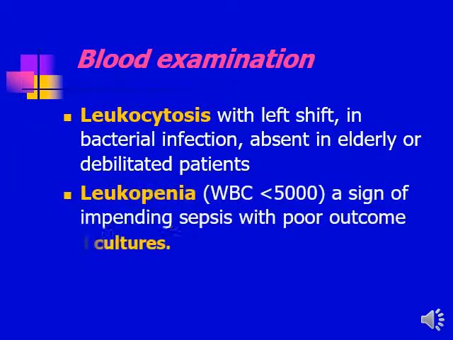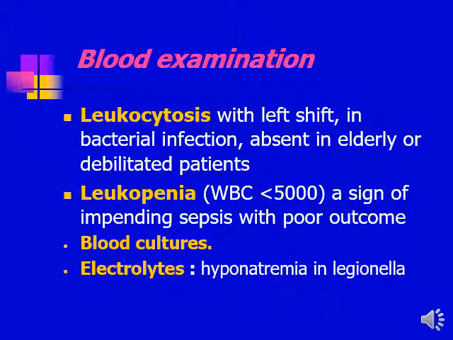Blood examination will give me an idea mainly not about the diagnosis but about the severity of the pneumonia. If I have leukocytosis with left shift, this suggests a bacterial infection, though it may be absent in the old or debilitated patient. Leukopenia is a sign of sepsis and poor outcome. Blood culture I can do to assess septicemia or bacteremia, and electrolytes give me an idea about the organisms, such as hyponatremia and Legionella. So blood examination gives me an idea about the severity of the pneumonia.